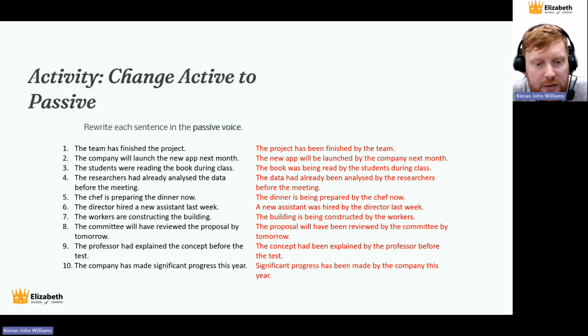Okay, so you will need to change them into the passive voice. So remember, change the word order. Okay, so it becomes object, verb, subject. And also you need to use the formula that we've looked at, which is you're going to use be in the correct form. Okay, is it past, present, future, simple, continuous, perfect, perfect continuous? And then have a look at the verb in the original sentence, and then you need to use that in the past participle form, the third form.